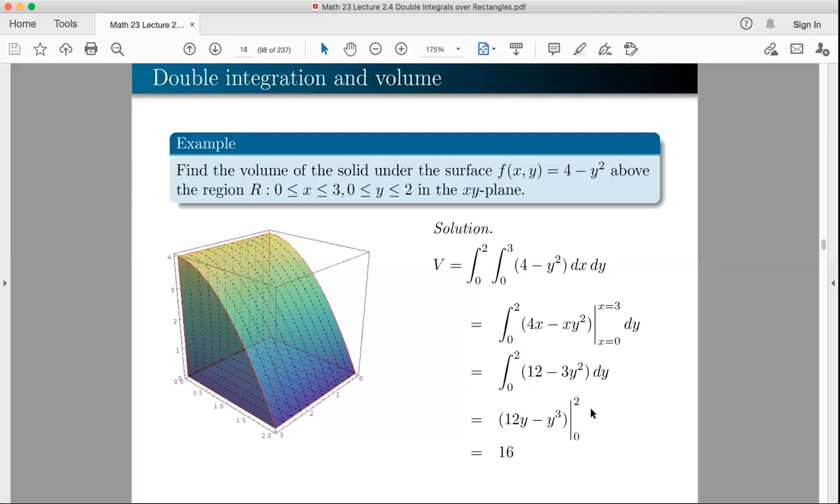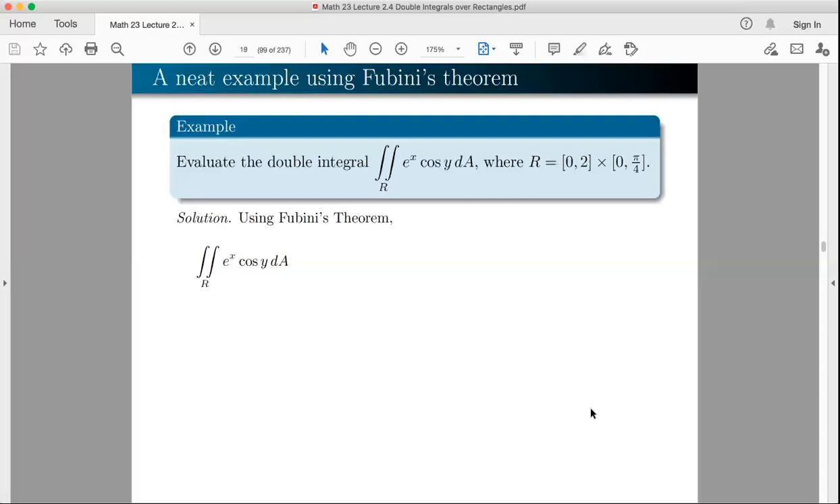Now, to end this part of the lecture, we have a neat example using Fubini's theorem. Evaluate this double integral of e to the x cosine y dA on this rectangular region. Take note that we can give any ordering. We can have dy dx, or you can have dx dy. It really doesn't matter. But for now, let's say we have dy dx. If this is dy, then the inner integral will be on the interval for y, and then dx is outside, so the outer integral will be the interval for x.